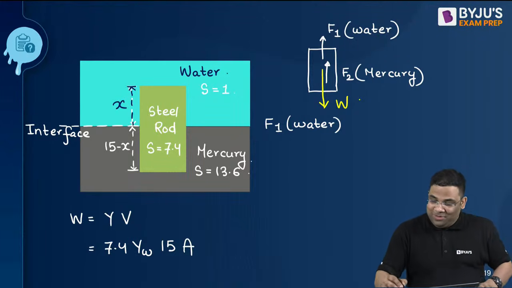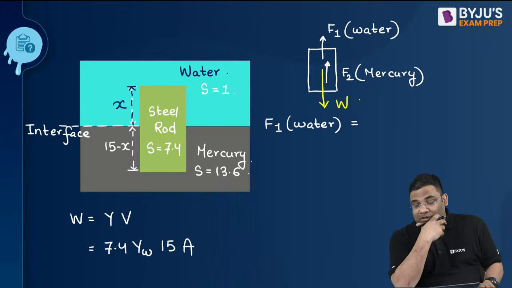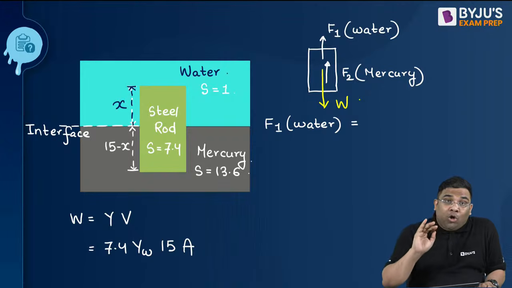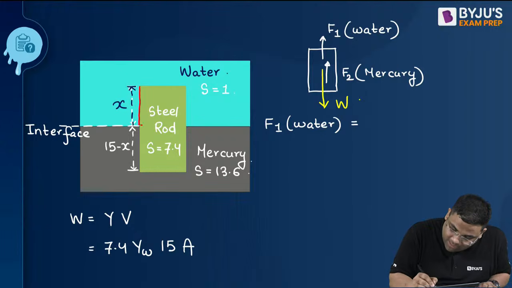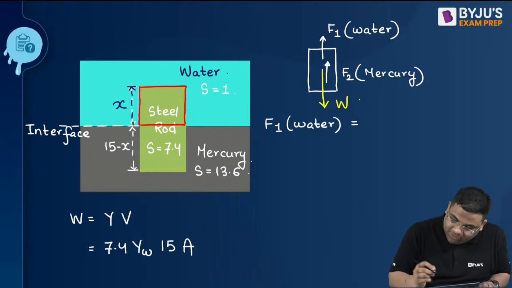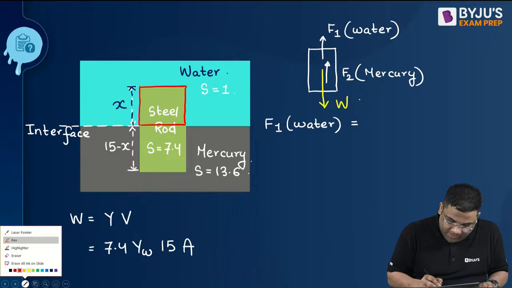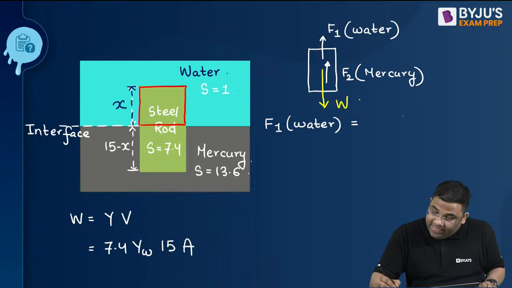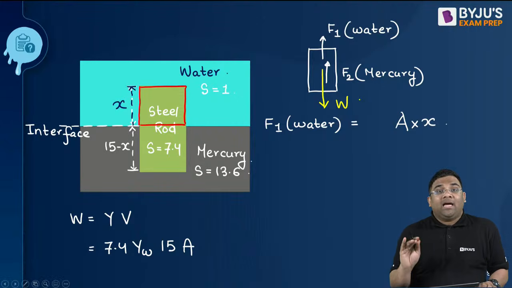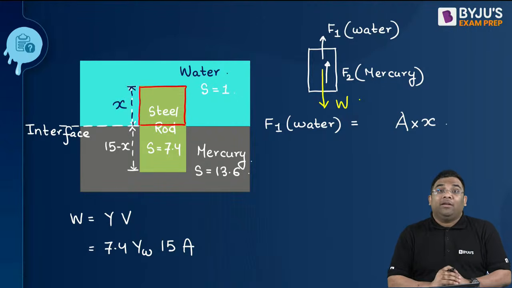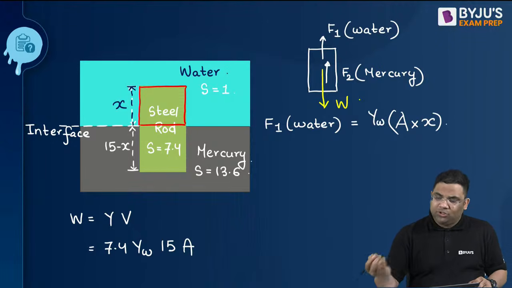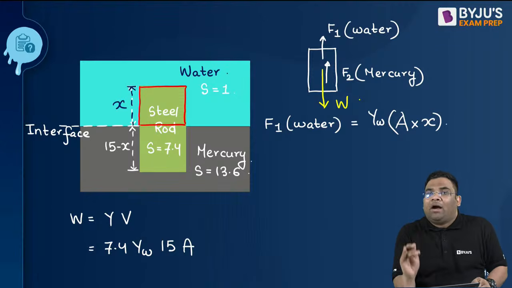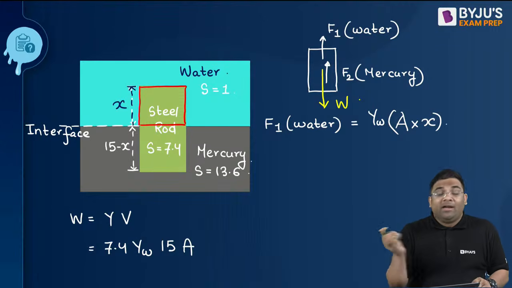Okay. So, F1 is due to water. The water buoyant force will be the weight of the volume of water displaced. The volume of water displaced is this volume, right? And this volume will be the area times the height, and the height is x. Now, what will be the weight of this much volume of water? The volume into the unit weight, that is gamma W. So this is the weight of water displaced.